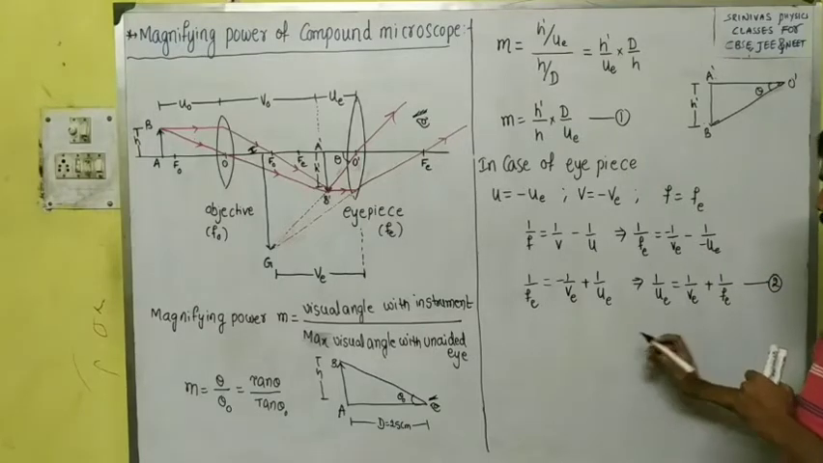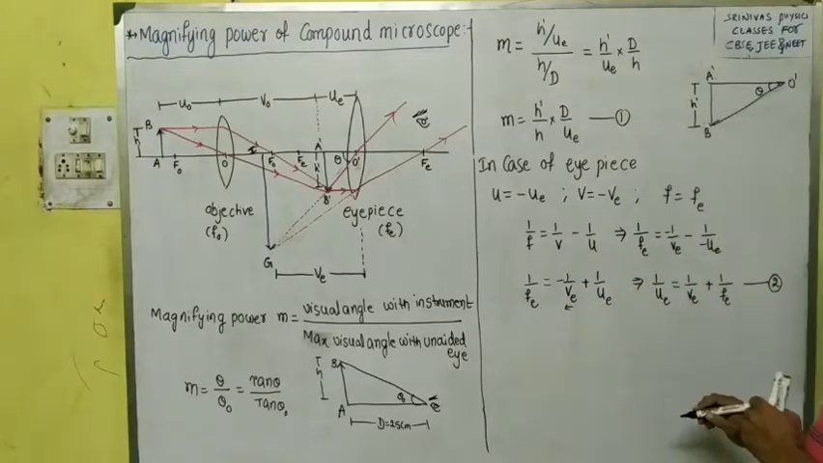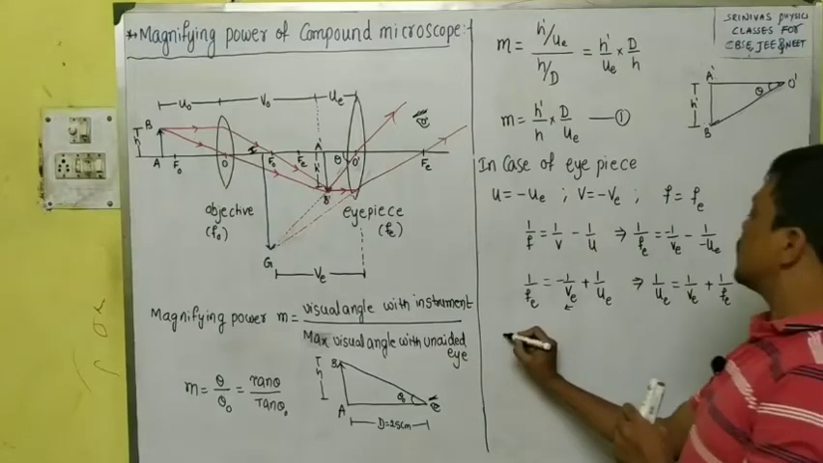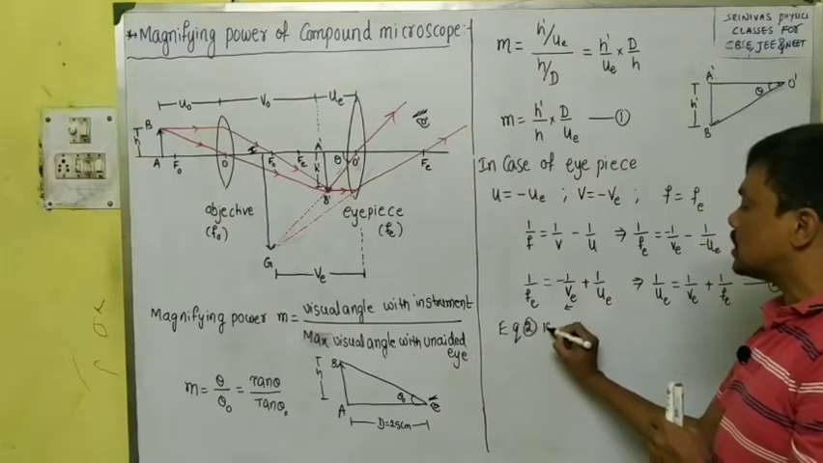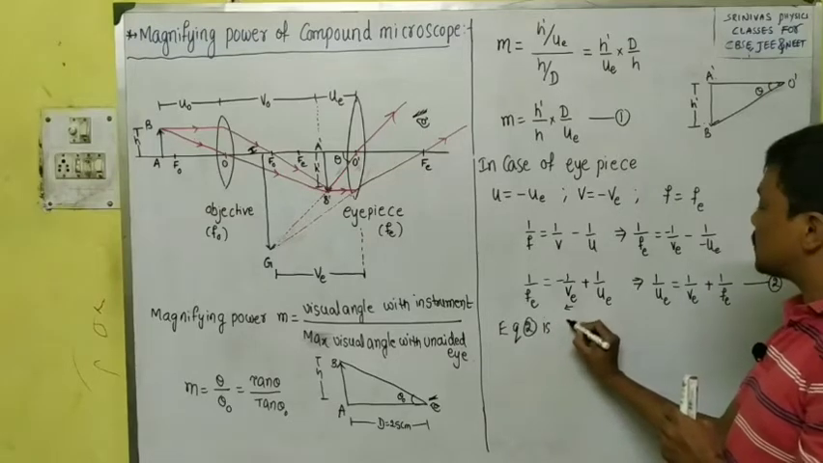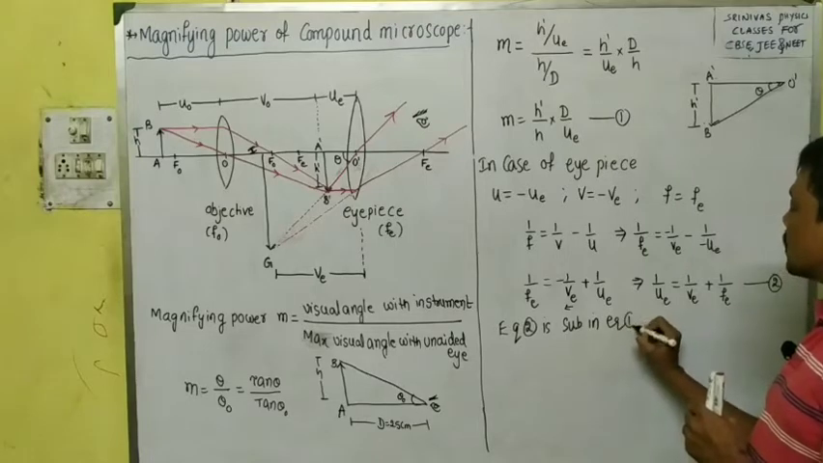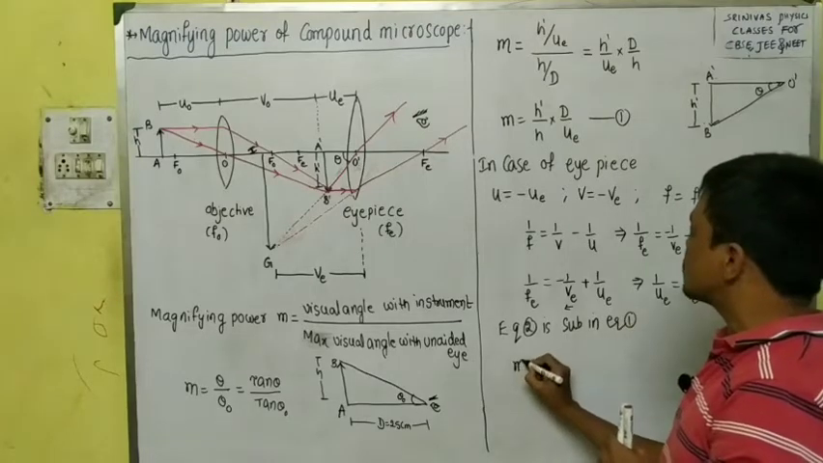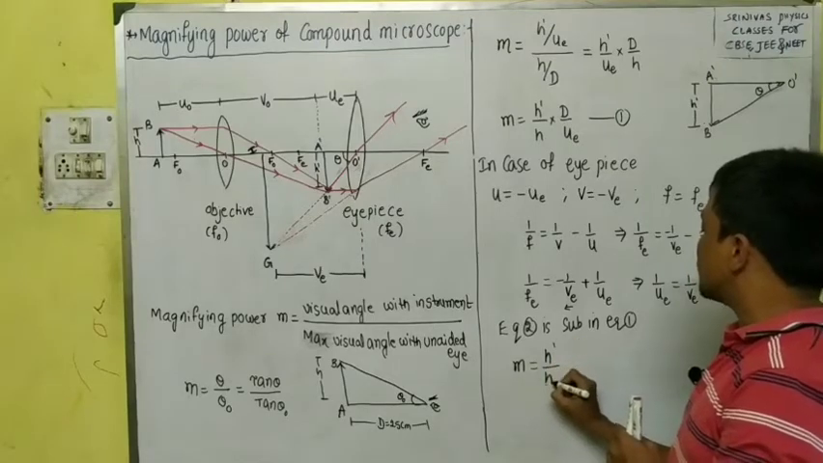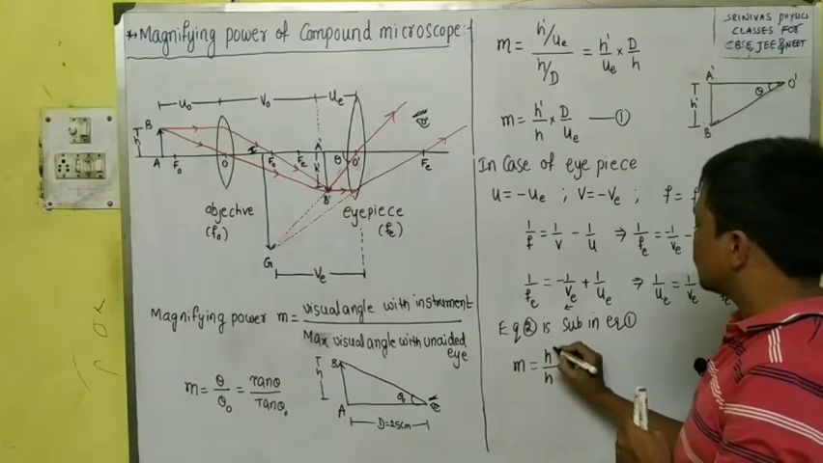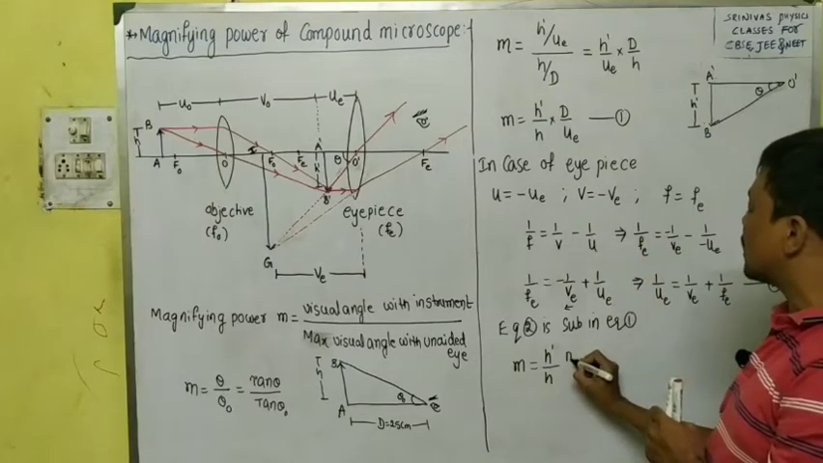Now what I am doing here, taking -1/ve to the left side, I am writing the 1/ue formula. Then one thing I am going to do is substitute equation 2 in equation 1. If you substitute in equation 1, what will you get? M = h'/h into d by ue. We write d into 1/ue.